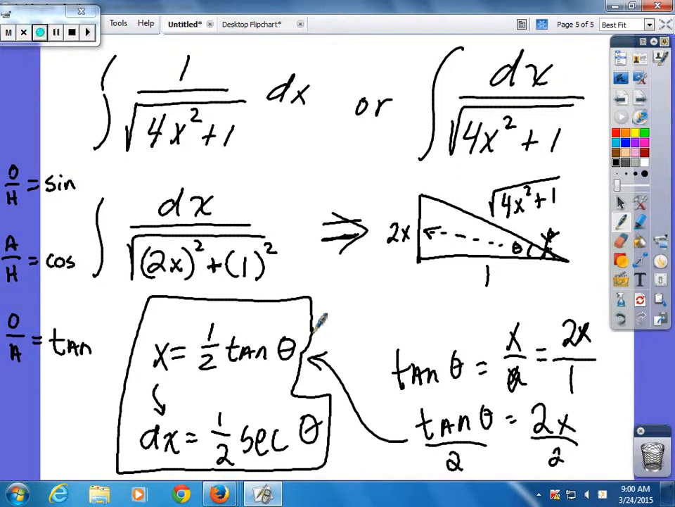Now, what's this section called? Trig what? Trig substitution. So you got dx now. That dx can go where? Up top. Oh, thank you. Okay, so now that 1/2 secant squared theta can go right there.